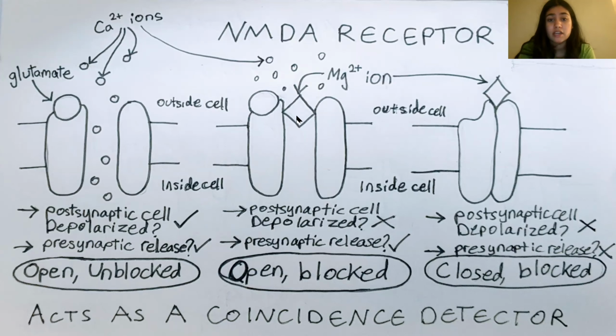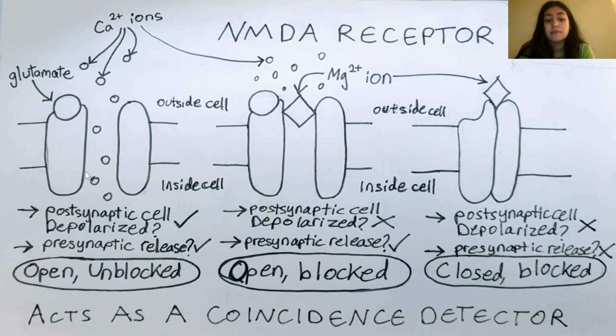The magnesium ion is really attracted to the negative charge inside the cell, and it is only repelled when the cell becomes depolarized and more positively charged, like during an action potential. So it is only when, through the AMPA-type glutamate receptors, sodium ions flow into the postsynaptic cell and depolarize it, that the magnesium ion in the NMDA receptor is repelled by the positive charge inside and unblocks the NMDA receptor so that calcium ions can then flow in.